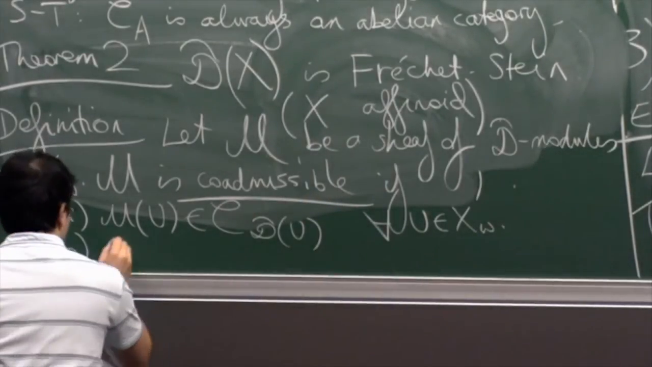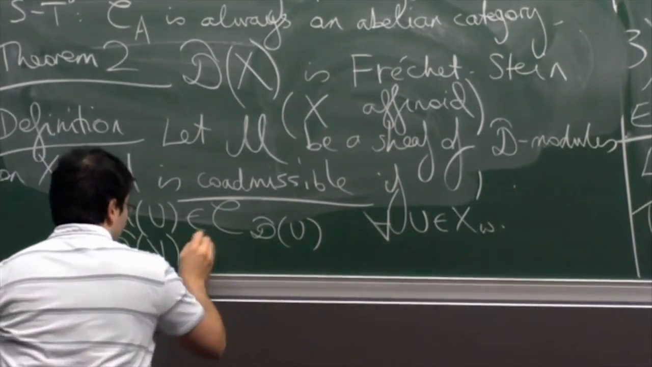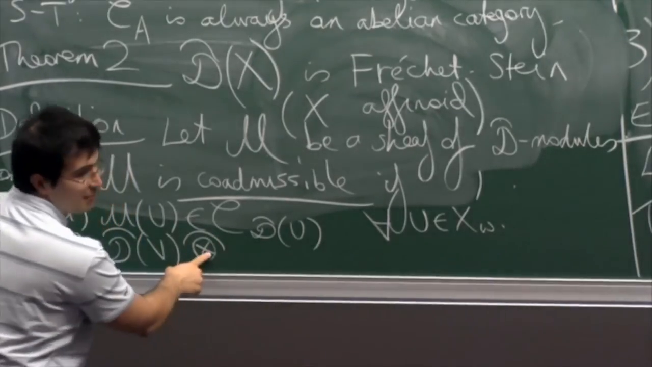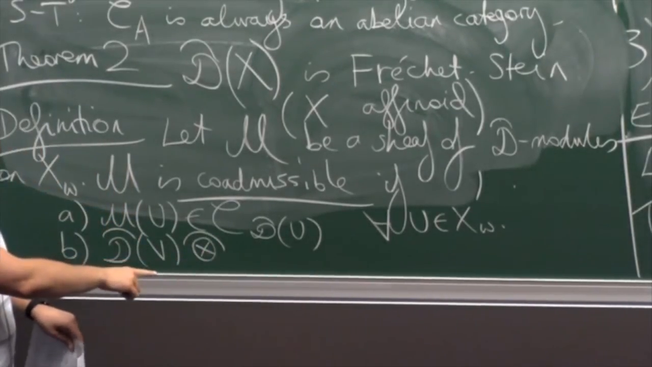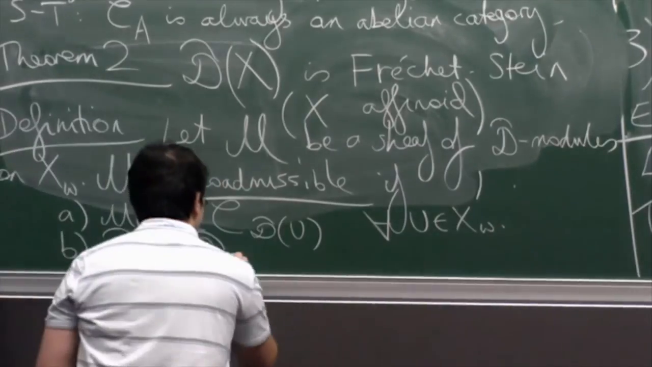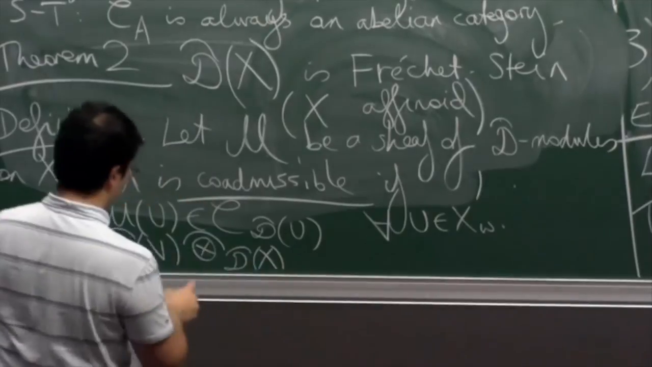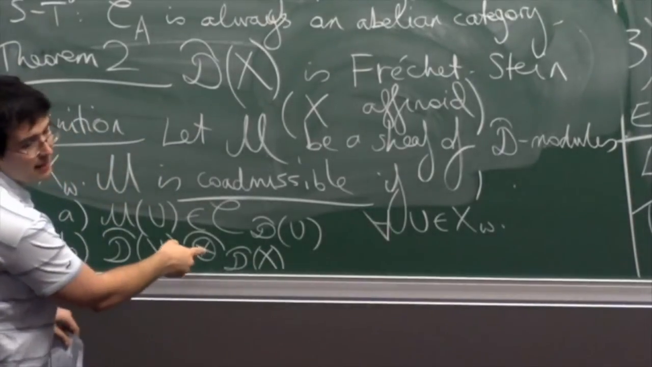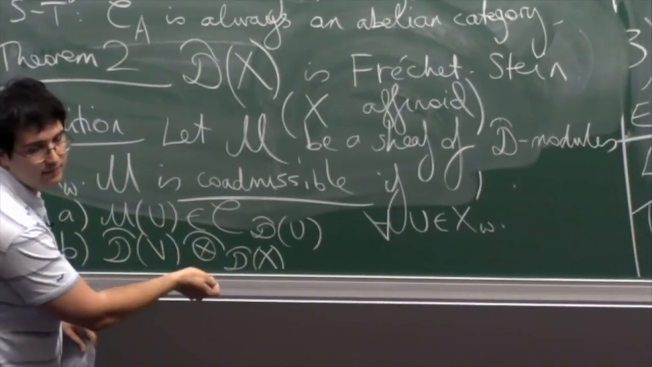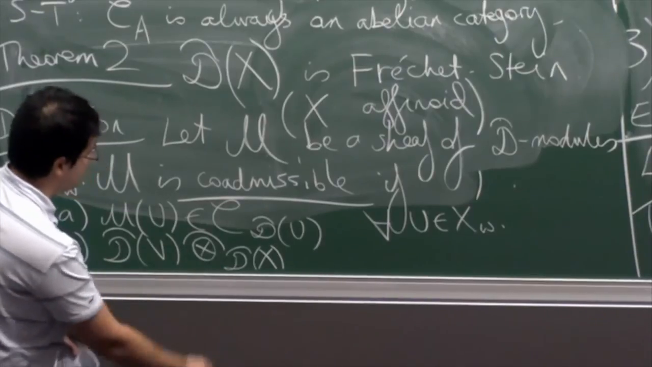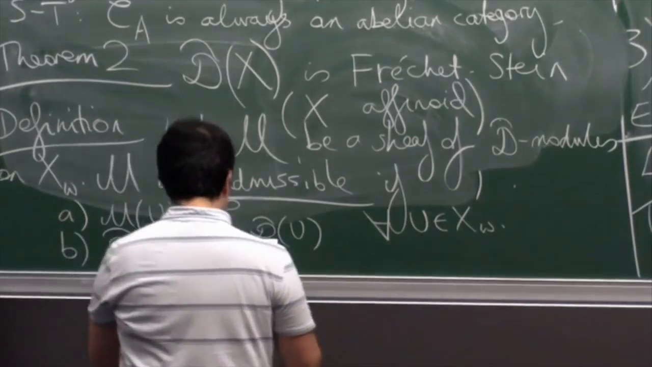I'm very sorry, can I not go into the details of this symbol? There is a very nice and very obvious thing you can do. You can do a completed tensor product. It's basically tensor product as Fréchet spaces, but you can make sense of it in this situation, and I do require that.